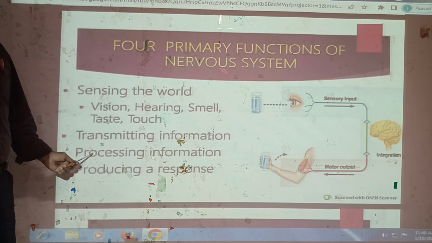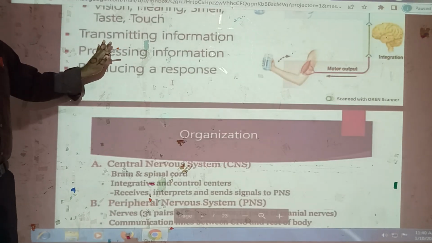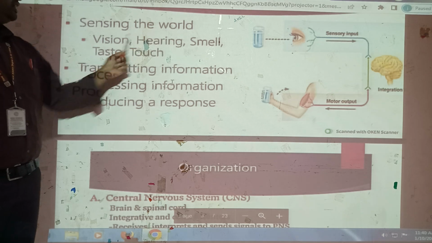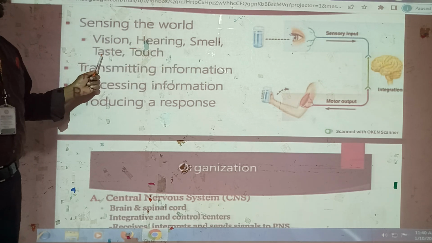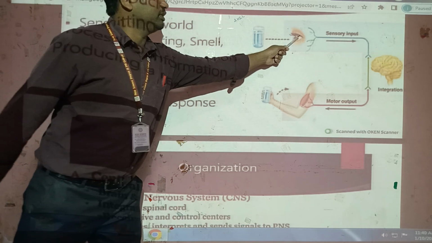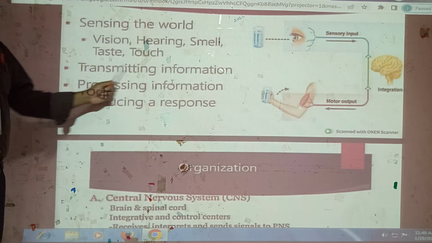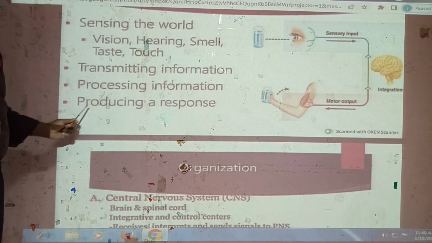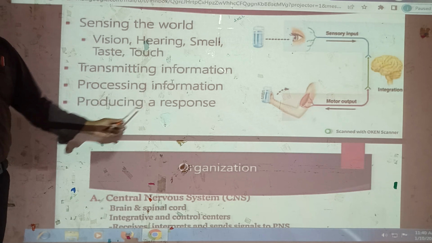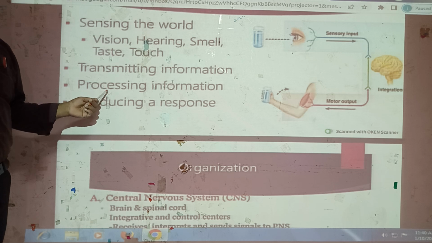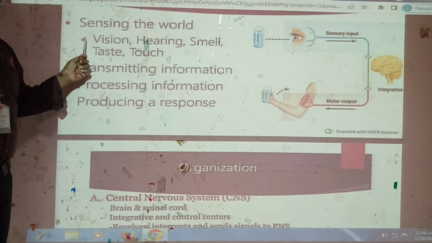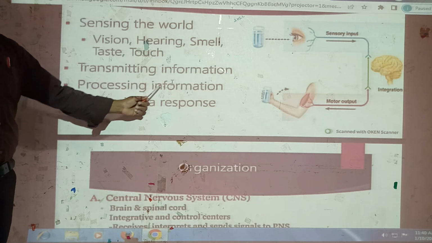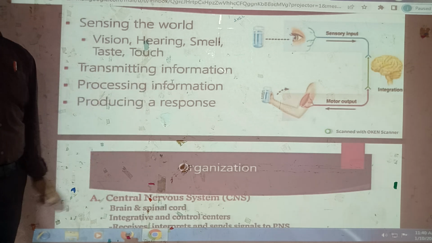The third is processing information, and the final one is producing a response. The four major functions of our nervous system are: sensing the world, transmitting information, processing information, and producing a response.